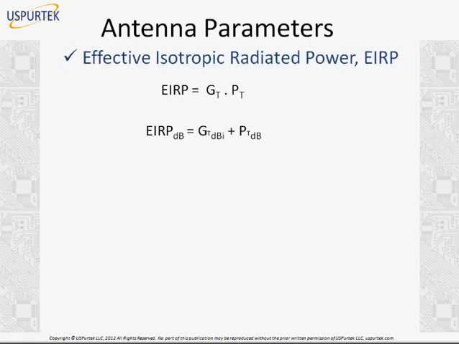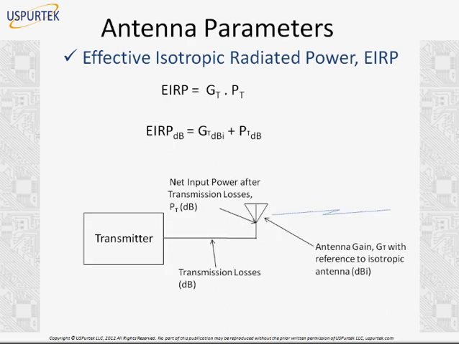Okay, let's move on to the next one, the effective isotropic radiated power. This is the product of the antenna gain and the net input power after transmission losses, the product of GT and PT. In terms of dBi, you just make an addition: GT in dBi plus PT, the net input power after transmission losses. In practical designs, we must consider all the transmission losses involved in the cable that connects to the antenna.